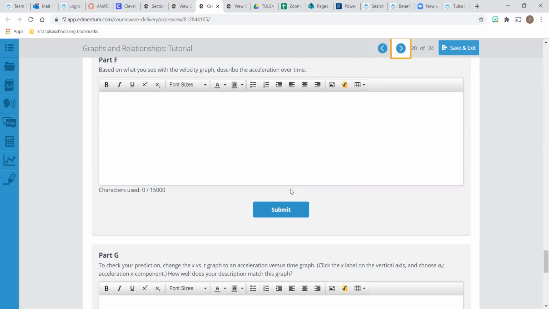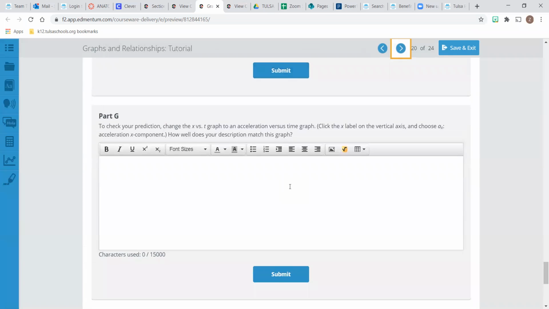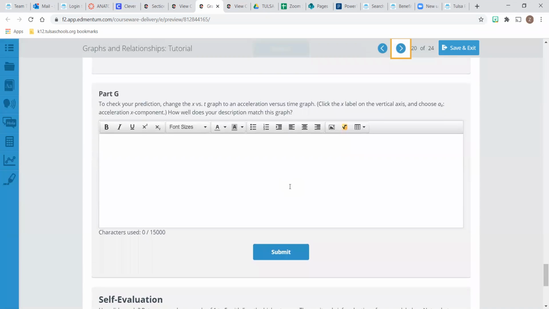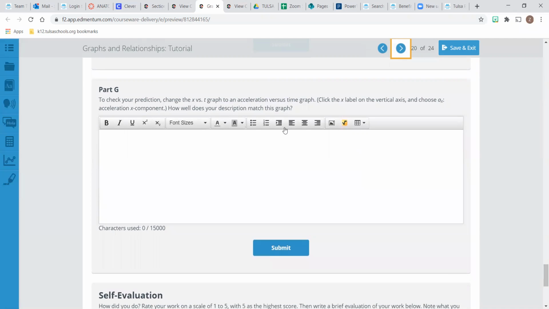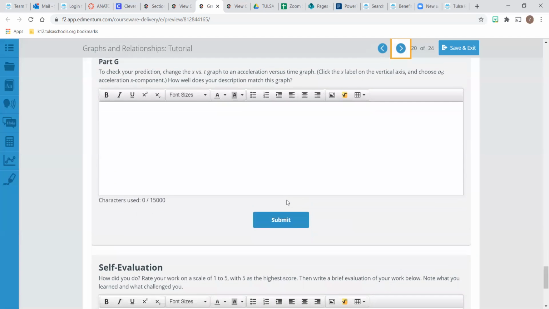Based on the velocity graph, can you describe the acceleration over time? And if you know acceleration is the change in velocity, is it positive or negative? Is it speeding up? What's happening with it? And then it asks you to check your prediction by changing the graph to an acceleration versus time graph. And it tells you how to do that. And then, did your description match the graph at all?